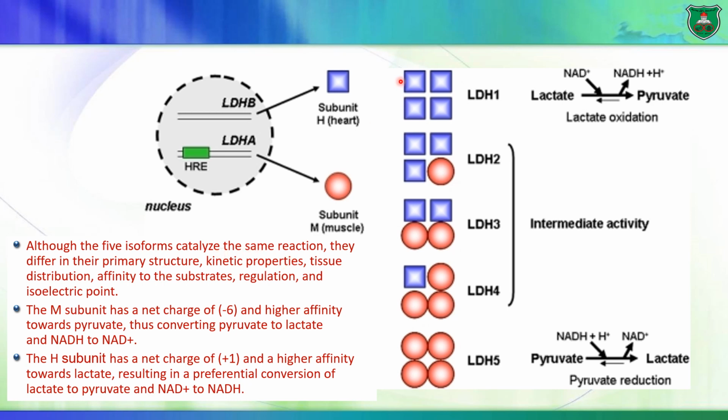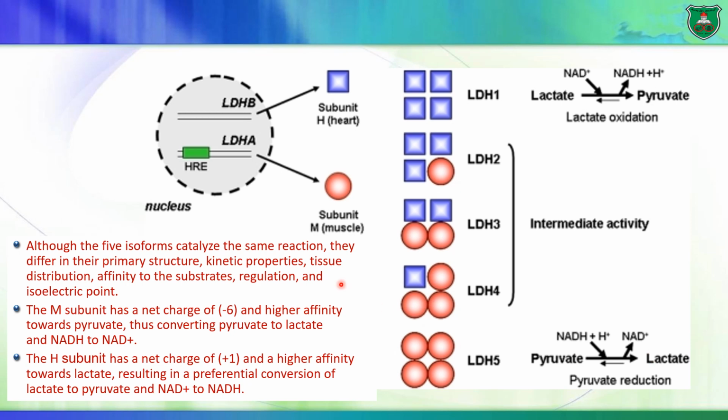Okay, so for example, lactate dehydrogenase 1, the all H enzyme, catalyzes the oxidation of lactate to pyruvate, preferably. Okay, yes, it can catalyze the reverse reaction, pyruvate to lactate, but it prefers to bind to lactate and convert it to pyruvate. Now, the all M isoenzyme LDH5 does the opposite. It preferably catalyzes the conversion of pyruvate to lactate.